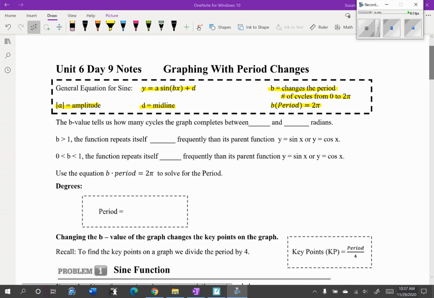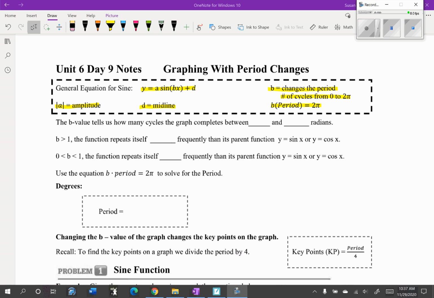Today we're going to look at graphing with period changes. So we have our general equation, y equals a sine bx plus d. So we talked about a being the amplitude, and remember that amplitude is always a distance, so it's positive, so that's why you have the absolute value of a. D is the midline, which moves your graph up or down.